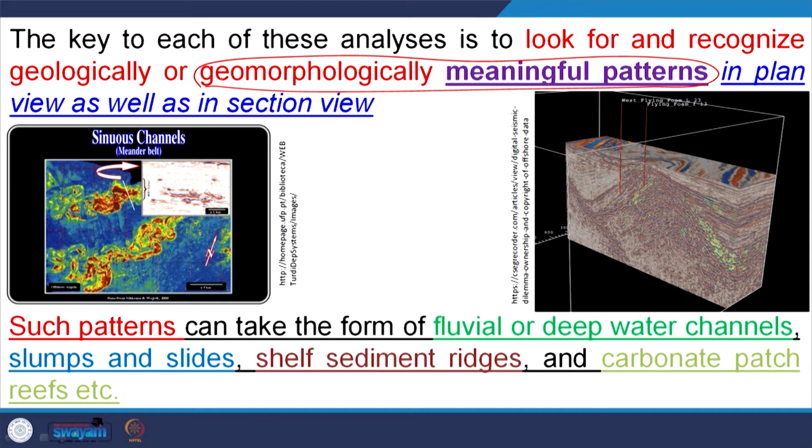So, how geologically we are correlating, how geologically we are interpreting this thing, that is meaningful. Such patterns can take the form of fluvial or deep water channels, slumps and slides, shelf sediment ridges, carbonate patches and reefs, etc. That means these patterns, whatever the geobody we are getting out, how geologically we are interpreting it, that is meaningful.